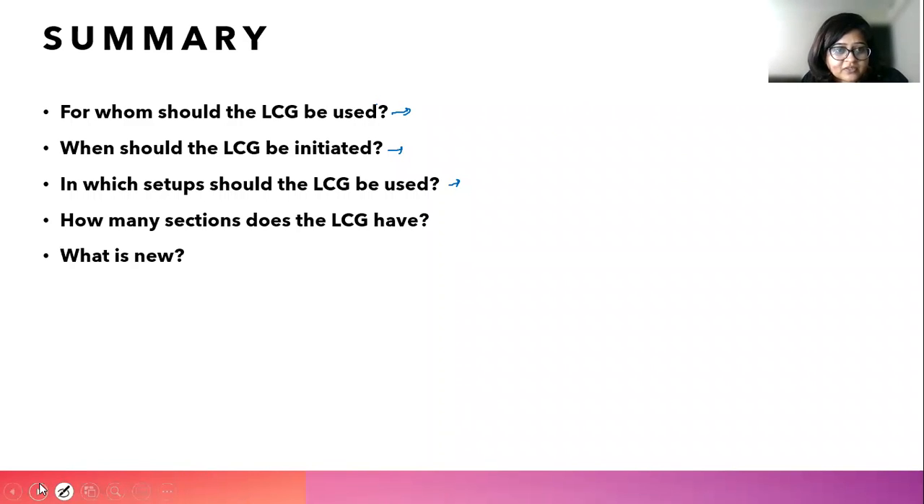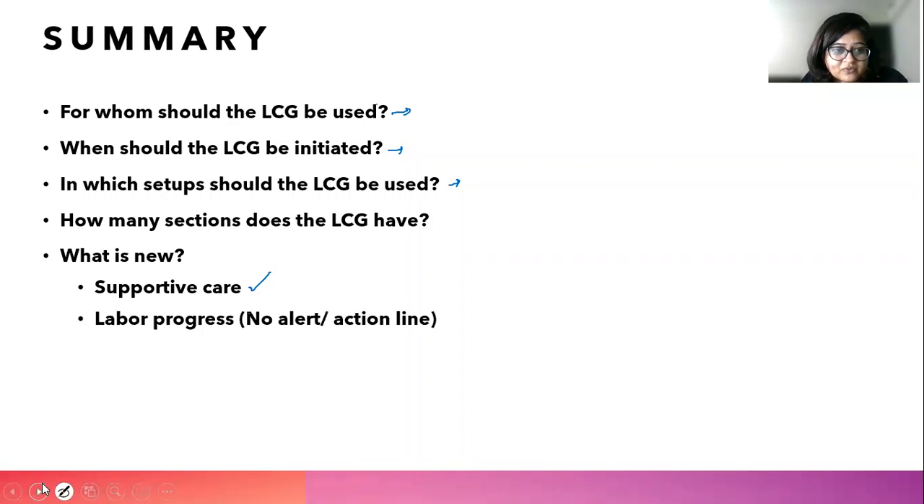So what is new in this? Supportive care is new. Supportive care includes pain relief, presence of companion, fluid intake, and the position that she's laboring in.